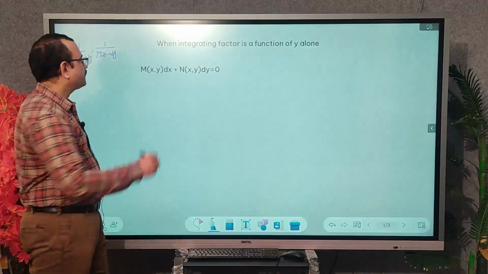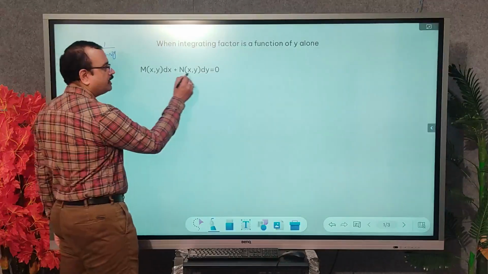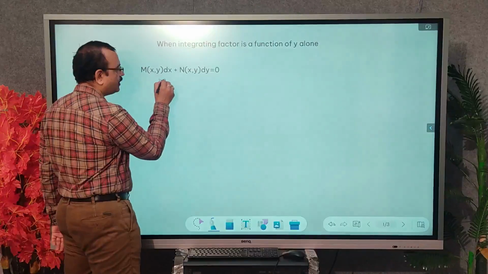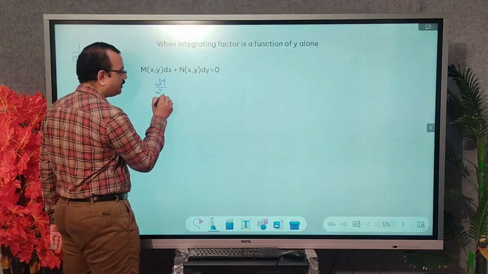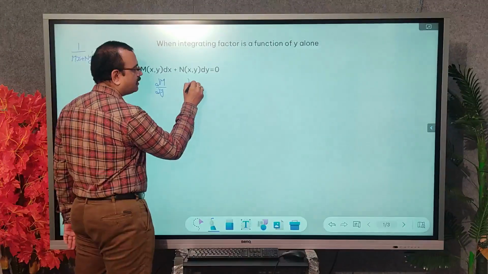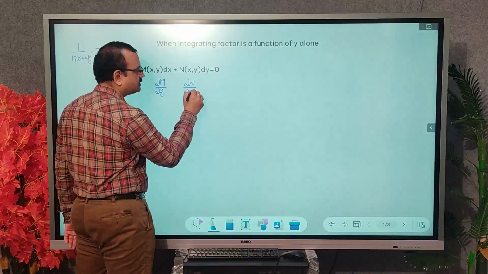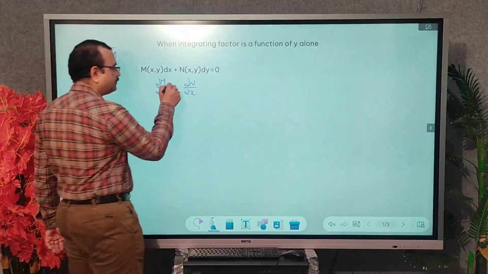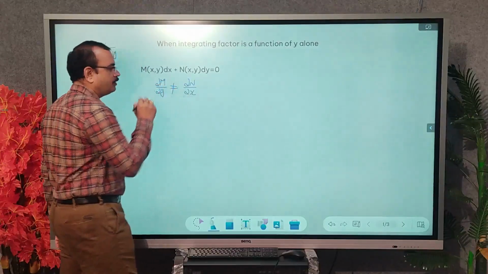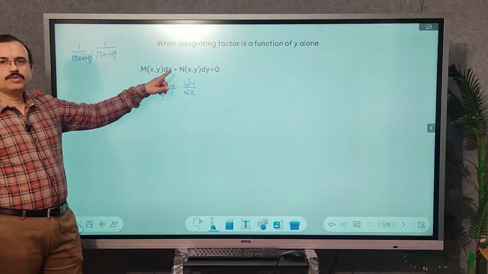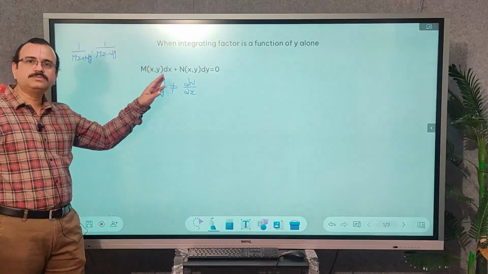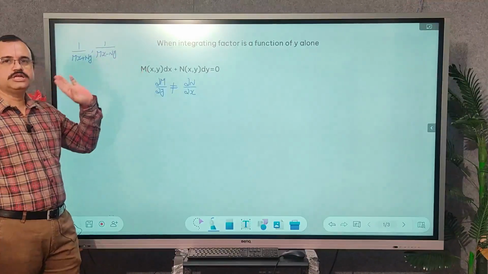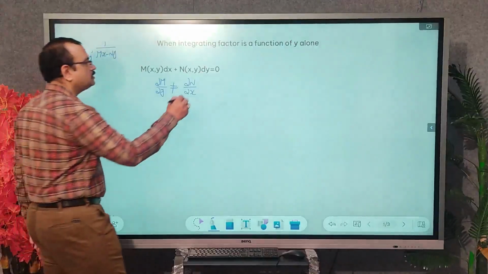As usual, whenever the given DE is of the form m dx plus n dy is equal to 0, in general we will check for exactness. So now we will calculate dou m by dou y and dou n by dou x and check whether it is exact or not. Suppose it is not exact, meaning dou m by dou y is not equal to dou n by dou x, and this differential equation m dx plus n dy does not come under these two cases, meaning this equation is not a homogeneous differential equation and this equation is not in that standard form.